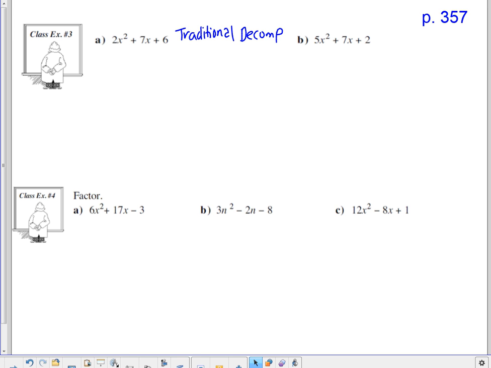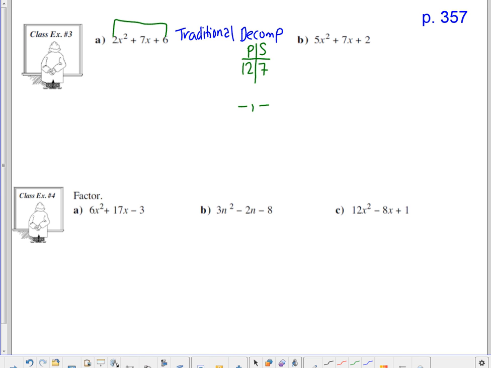For the first one there, the product is different because now we have something in front of the 6, the last term. And so that's actually affecting our whole trinomial. And so our product is going to be the product of the first and last, 2 times 6. Okay? So we want 2 numbers that multiply to 12, and we're going to have a sum of still the middle term, 7.